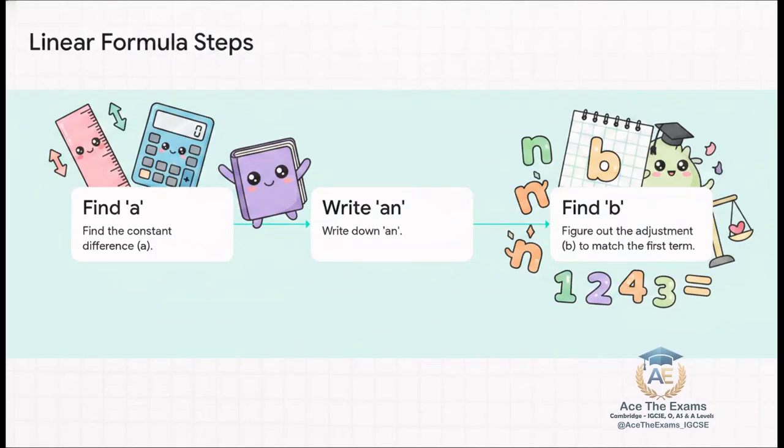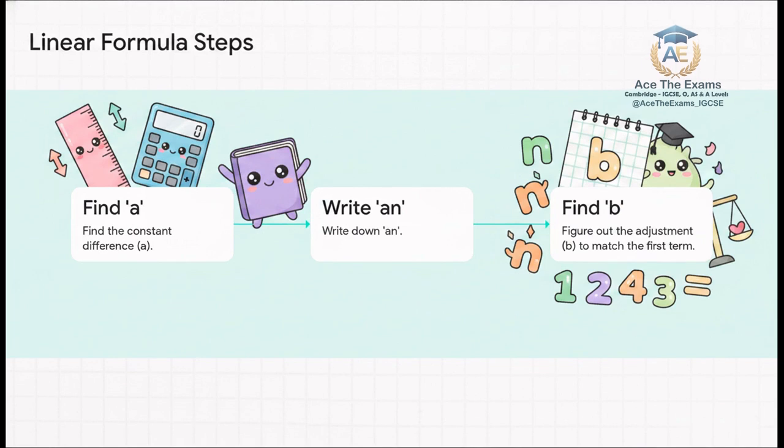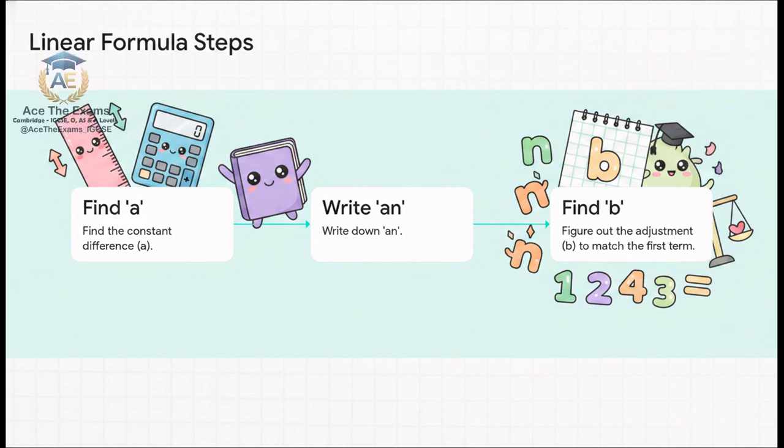So the crucial point here is this highly logical 3-step process for building your linear formula. First, you just find that constant difference. We'll call it a. Second, you write down an. So if your sequence jumps by 2 every time, you just write 2n. Simple. Finally, you look at your actual first term and figure out the adjustment, that's our b, needed to make your an formula match reality when n equals 1. Honestly, it's incredibly satisfying once you practice it a few times.